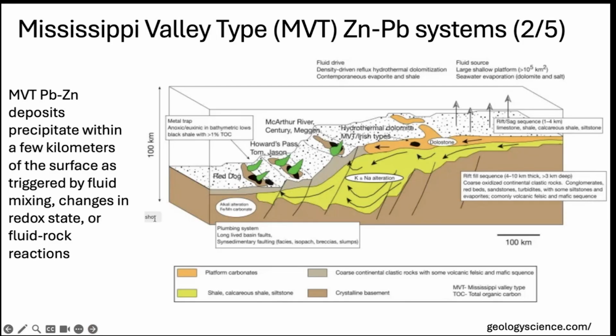So here's a model of where they form. We have these platformal carbonates up here, dolostones. So we form the MVTs up in here. Then we can get the SEDEX sort of down in the deeper parts of the basin. Okay, so that's the spatial and genetic relationships between the two.